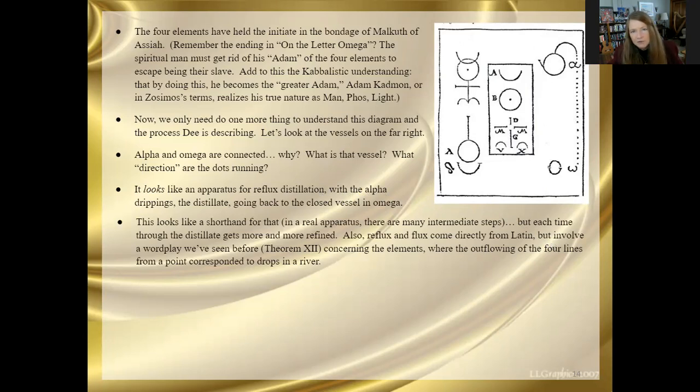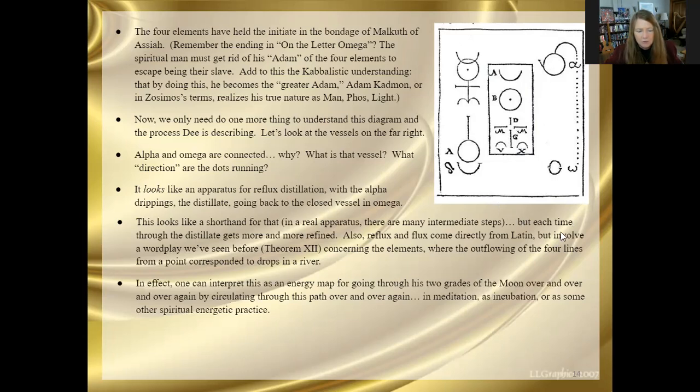Also, the words reflux and flux both come from the same Latin word, fluxu, and we've seen Dee make poetic plays on that before, like back in Theorem 7, when he was talking about the elements and the outflowing of the four lines when you displaced this point. The outflowing, he compared their like being like drops in a river, and there's four rivers there. So one could equate that to four biblical rivers if one wanted.